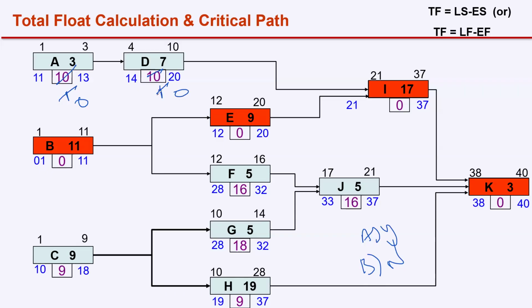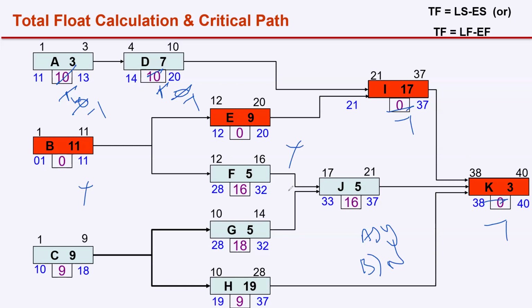Assume you delayed activity A or D for one more day. So this will become -1, -1, -1, -1. Now B and E won't be in the critical path. ADIK will be the critical path. So the critical path is changing.